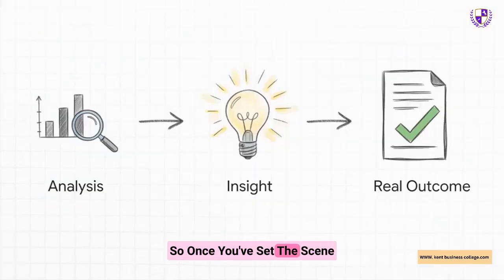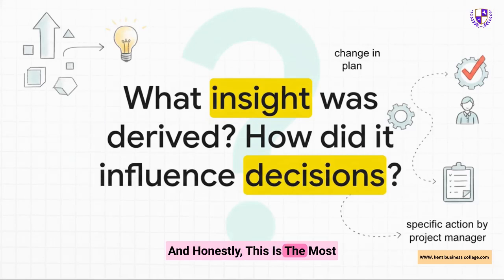Perfect. So once you've set the scene by answering those what and why questions, you're ready for the second part of Olivia's magic formula. This is where you really show your understanding. This is where you explain the impact. And honestly, this is the most important part of your evidence. What did you figure out from the data that nobody knew before?